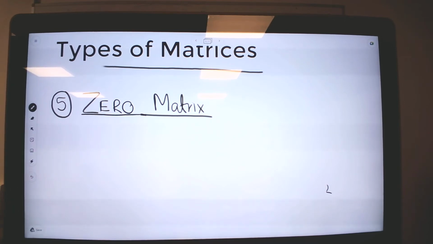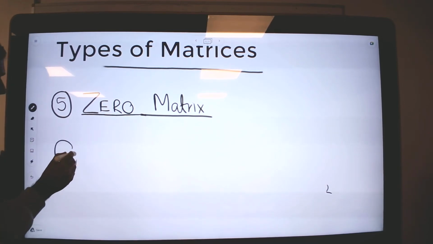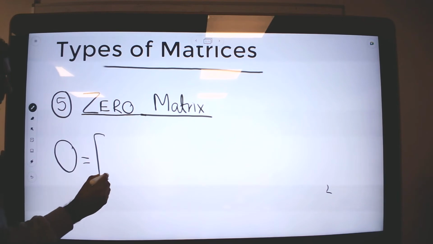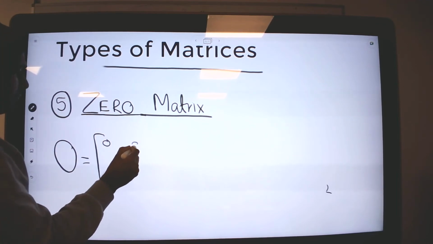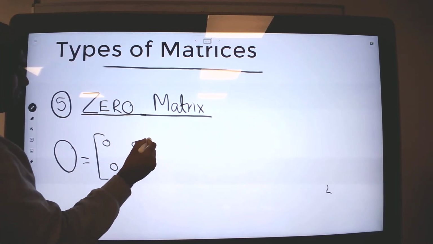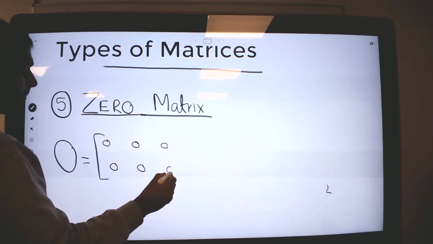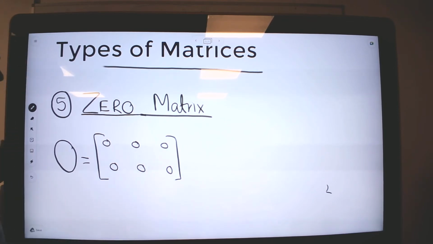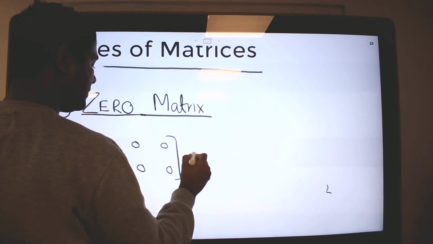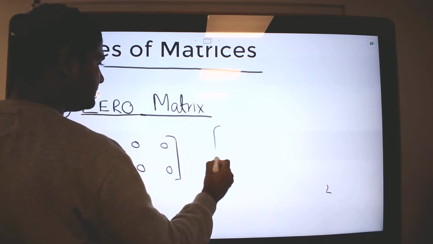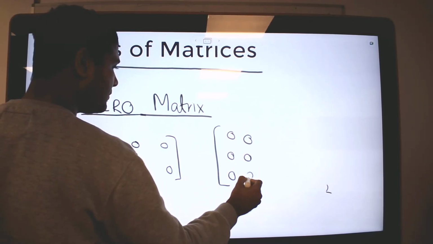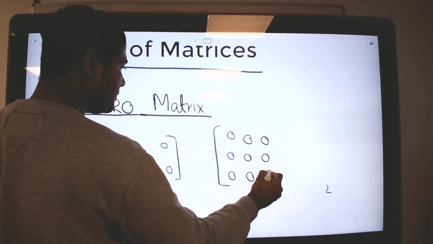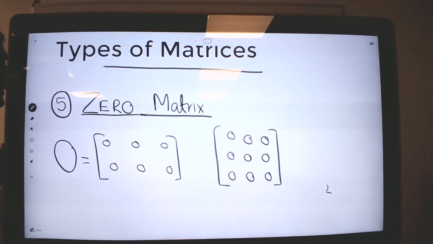Zero matrix denoted by O. Zero matrix is a matrix with all the elements 0. That's a zero matrix.